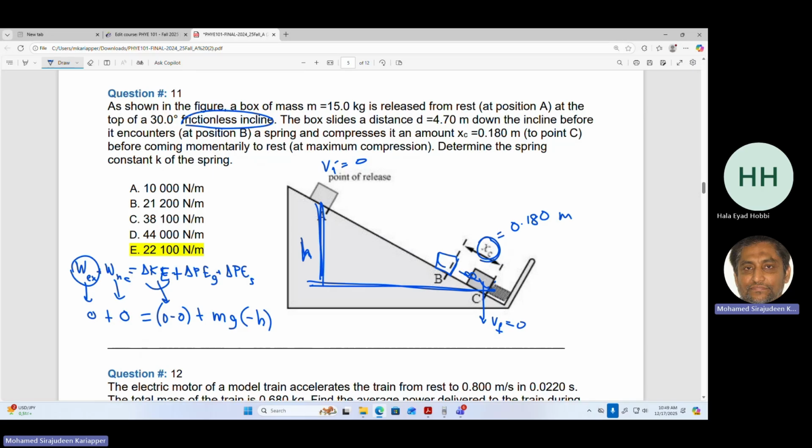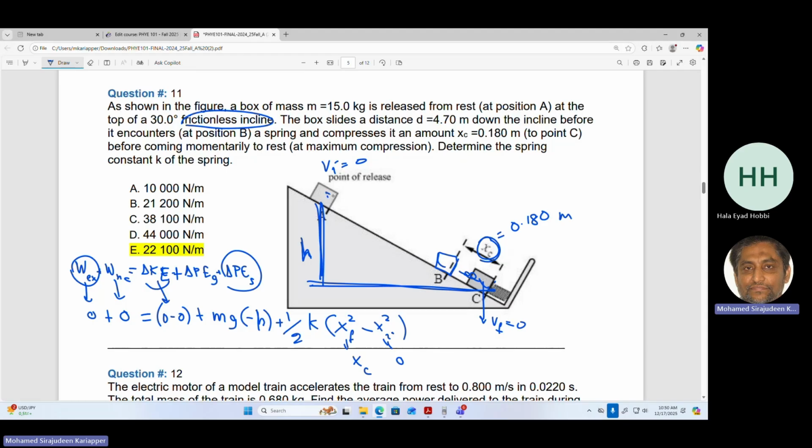And the change in the spring potential energy will be half plus k. How much is the spring changed finally and initially? Initially, the spring is relaxed, so initial compression is 0. Final compression is xc, which is given to us, 0.18. The only little bit of challenge is getting the h right.